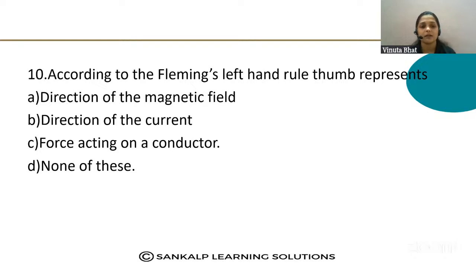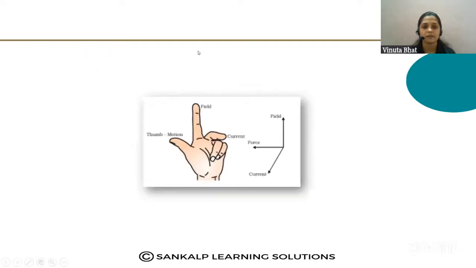That is option C, the correct answer: force acting on the conductor. So see the answer here. The thumb represents the force acting on the conductor, that is the motion. The index finger represents the magnetic field, and the middle finger represents the direction of the current.